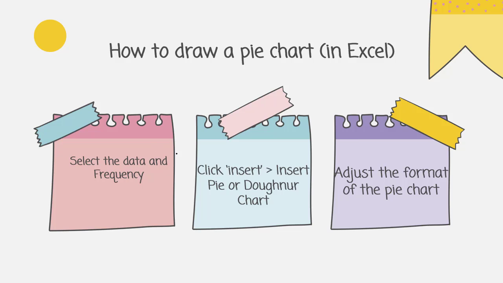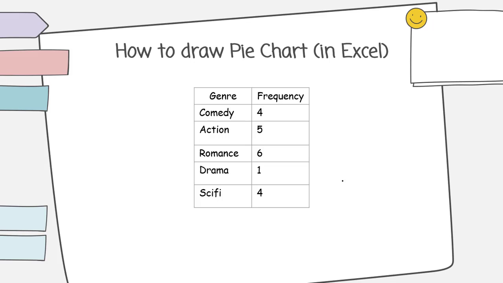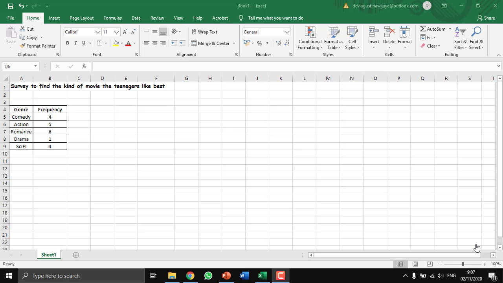And right now we'll try to draw a pie chart in Excel. These are all the steps. Let's do an exercise using real data. This is the data with the categories of the genre of favorite movie and also the frequencies. So this is the whole data.